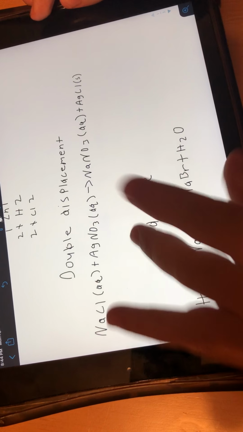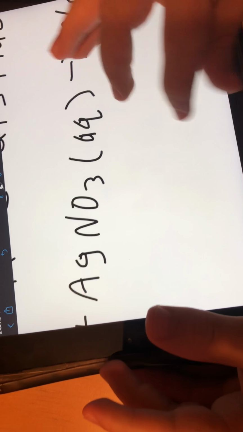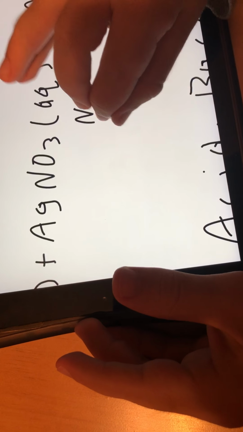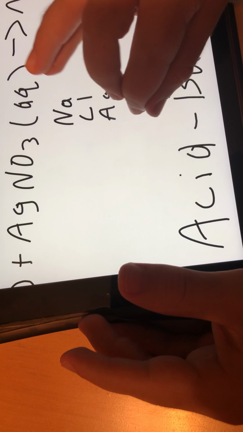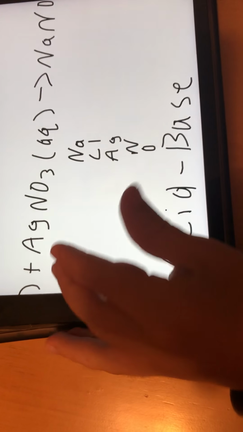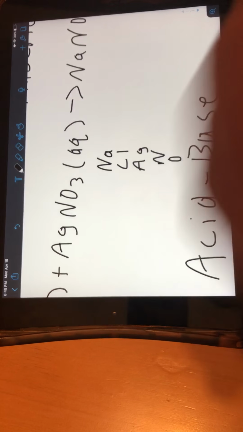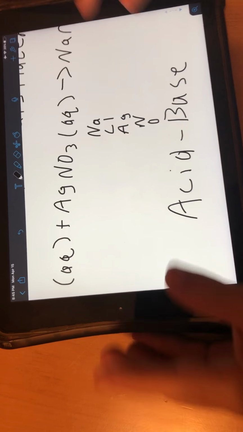So we're gonna try and see if this is balanced here. We're gonna list all of them: Na, Cl, Ag, N, and O. Now we're gonna split the N and O because even though they're a compound, you still need to separate them. Because they're 2 different elements? Yeah, because they're 2 different elements.